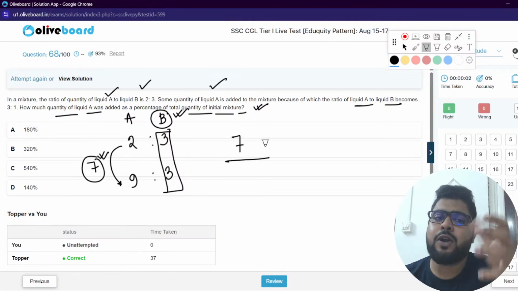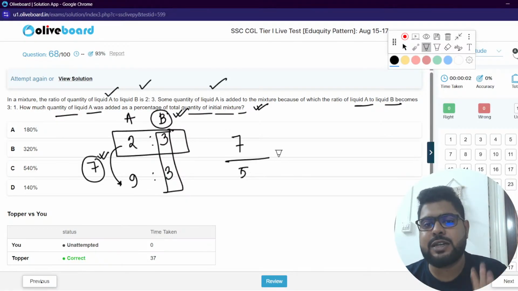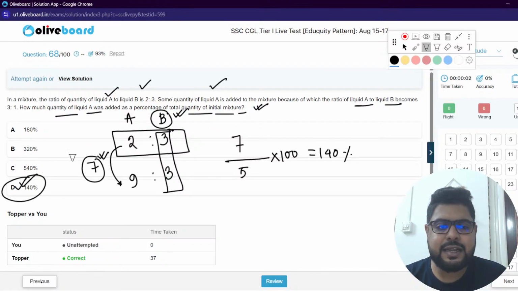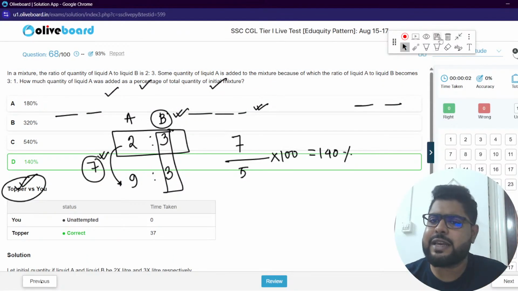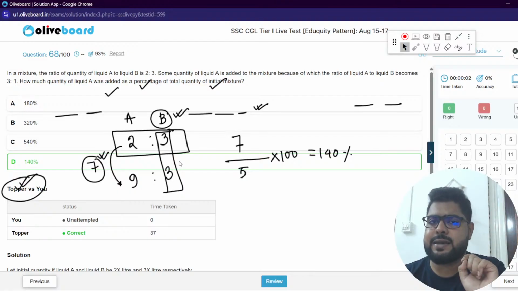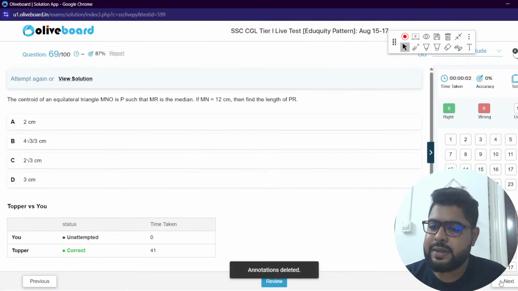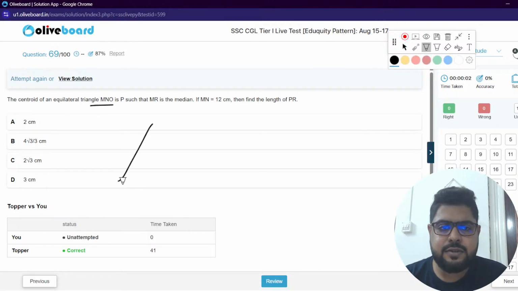That is how much percentage of the initial mixture? Initial mixture was 5 quantity. So as a percentage, that is 140%. So option D is the correct answer. Perfect, sir. Very, very simple. 2 lines. But again, if you somehow instinctively miss this, then it will be a problem. Perfect.